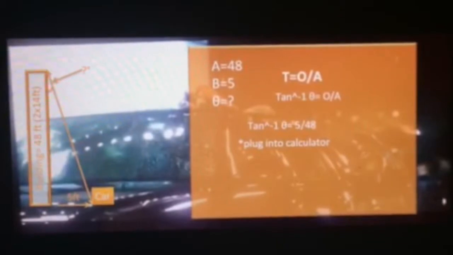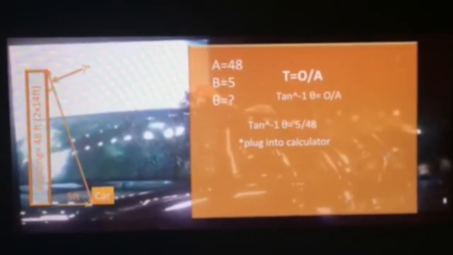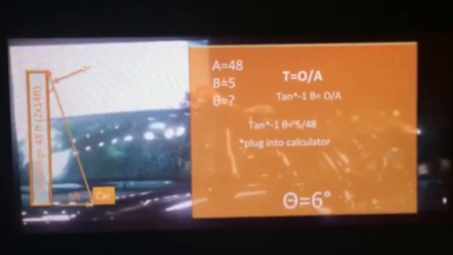The building is 48 feet tall, with the car 5 feet away. And we're trying to find theta, which is the angle at which they fall out. To do this, we are using SOHCAHTOA, and we're using tan, which equals opposite over adjacent. So tan to the power of -1 theta equals opposite over adjacent. Tan to the power of -1 theta equals 5 over 48. Once we plug this into the calculator, we get theta equals 6 degrees.